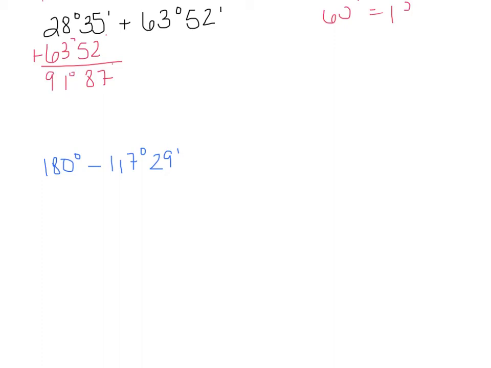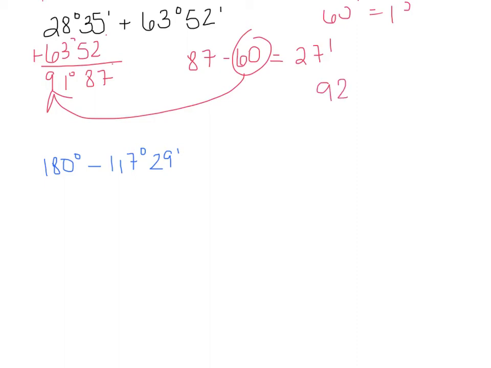Okay, well, I don't really use 87 minutes. So what I'm going to do is take out 60 minutes, because 60 minutes is 1 degree. When I do that, I end up with 27 minutes. So this 60 minutes actually gets added into my degrees. So I have 92 degrees, 27 minutes.